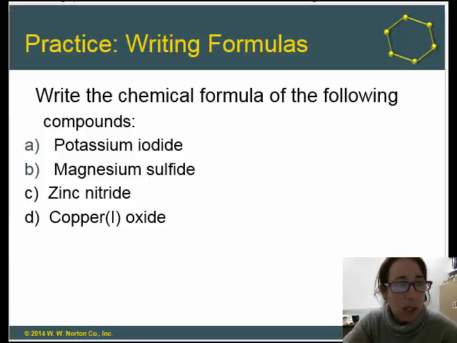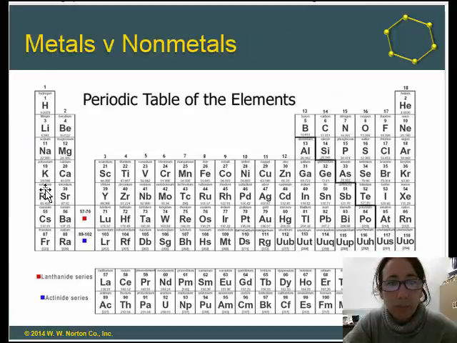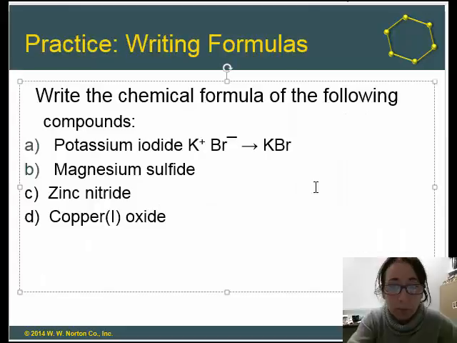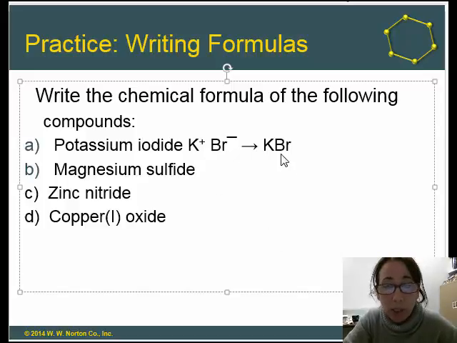And to find the charges, I'm going to look at the periodic table. Here's potassium in the first column, so it must have a charge of +1. And here's bromide in the column directly to the left of the noble gases, so it's going to have a charge of -1. So when I look at the charges, potassium has +1 and bromine has -1. These cancel out in a 1-to-1 ratio. So the formula is KBr.